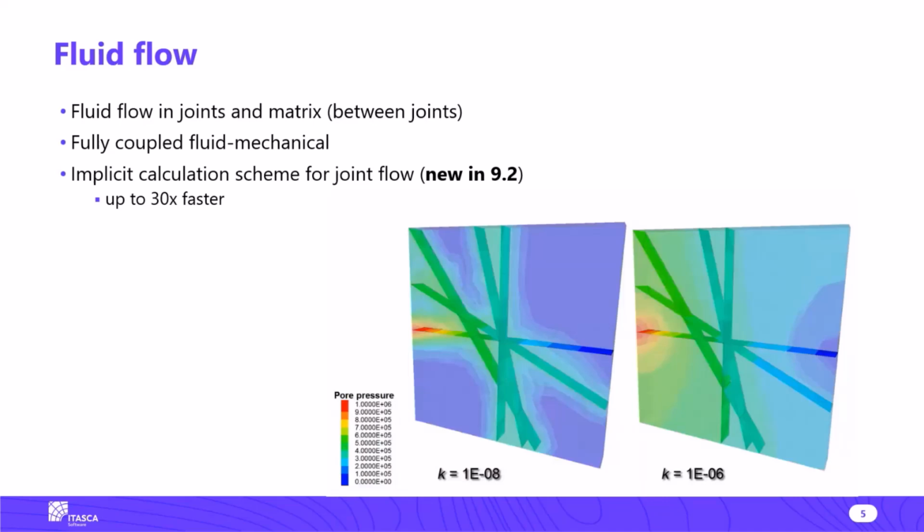And if you haven't seen it, fairly recently, we've added the implicit solution scheme for joints so that the joint flow calculation now goes significantly faster than it used to.